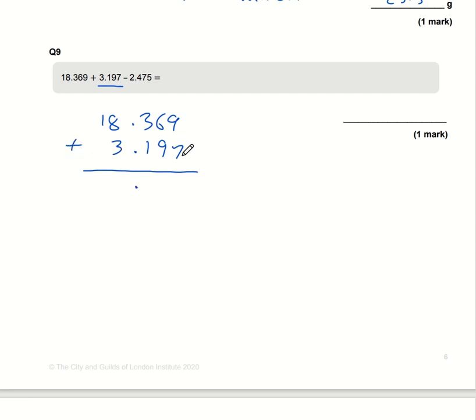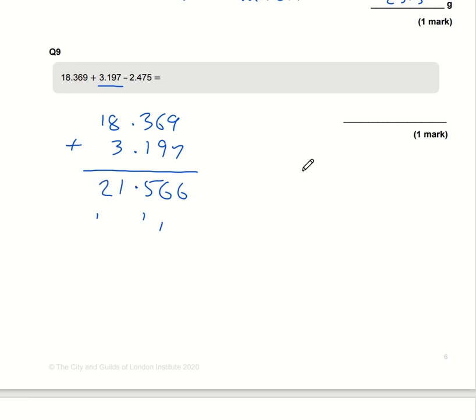So we're adding here. 9 plus 7 is 16, carry 1. 9 plus 1 is 10, plus 6 is 16, carry 1. 3 plus 1 is 4, plus 1 is 5. 8 plus 3 is 11, carry the 1. 1 plus the 1 is 2.